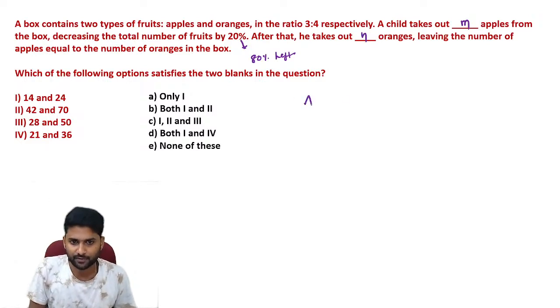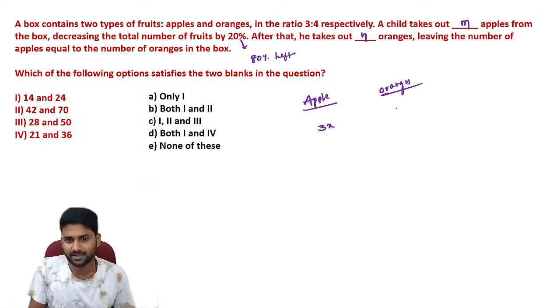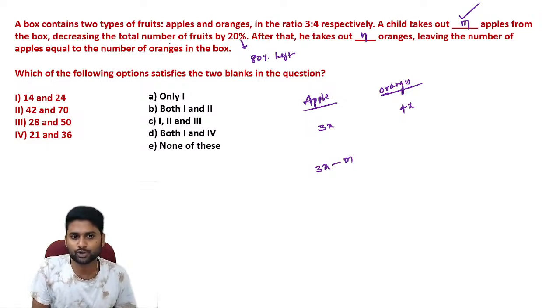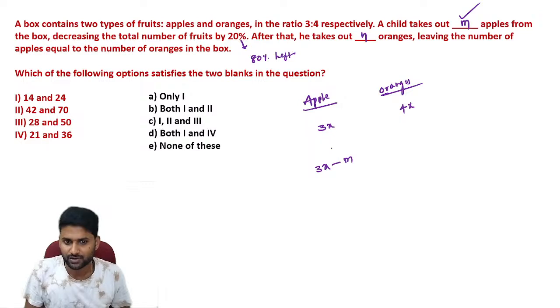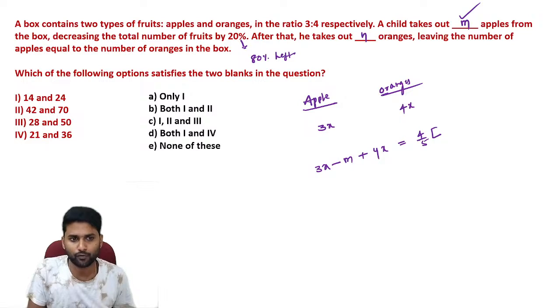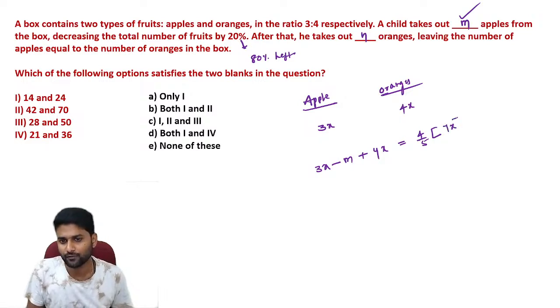Do you understand this information? A box has apples and oranges. Number of apples 3x, number of oranges 4x. Let's say we take m apples, so 3x minus m. If you take m apples from the box, the total number of fruits decreases. Now, how many fruits are there? The number of apples is 3x minus m, oranges is 4x. Then the total is equal to 80 percent. You know that 80 percent means 4 by 5 of the total number of fruits in the basket. How many were there initially? 7x.